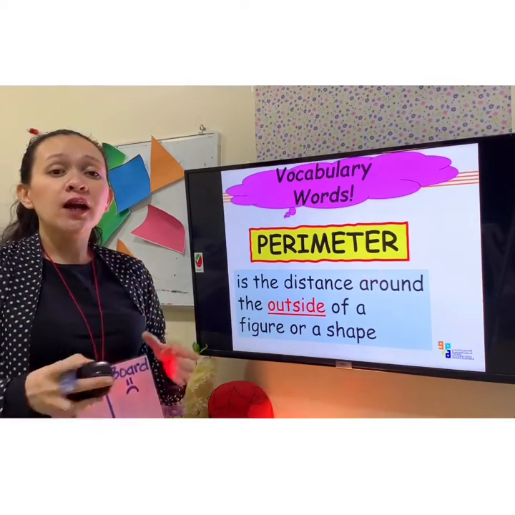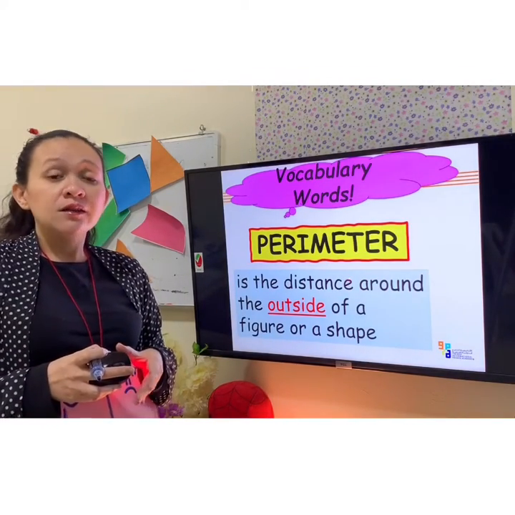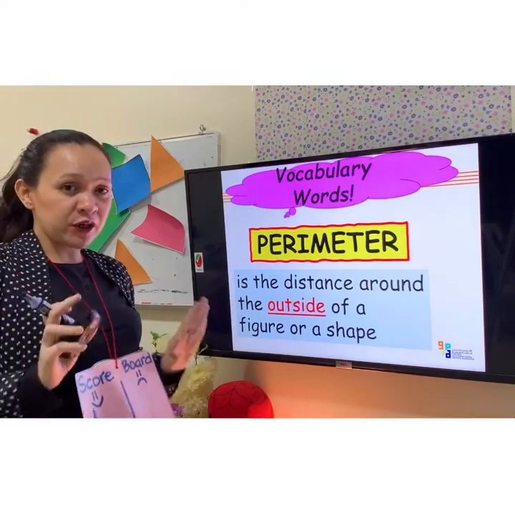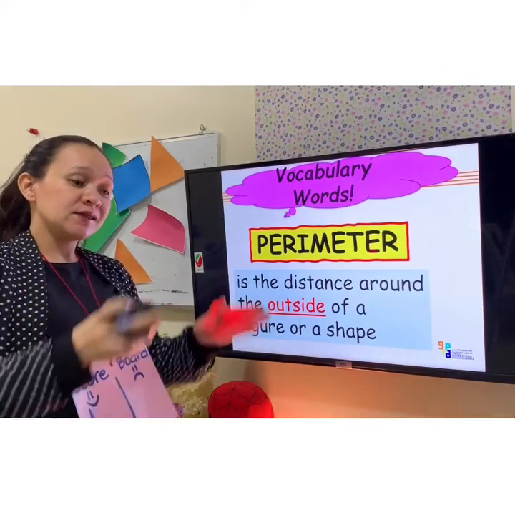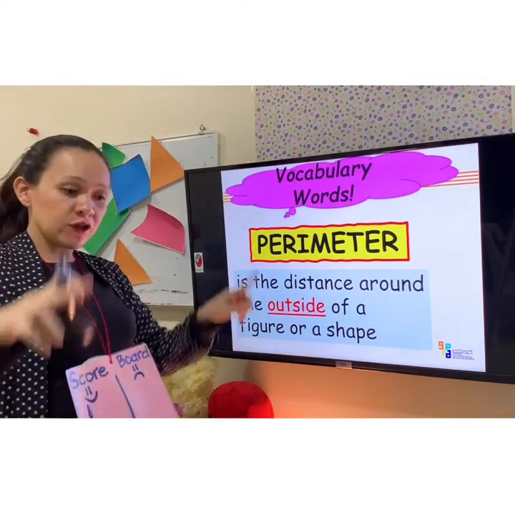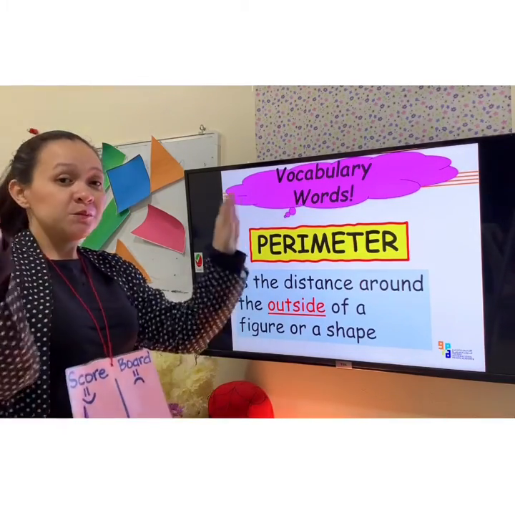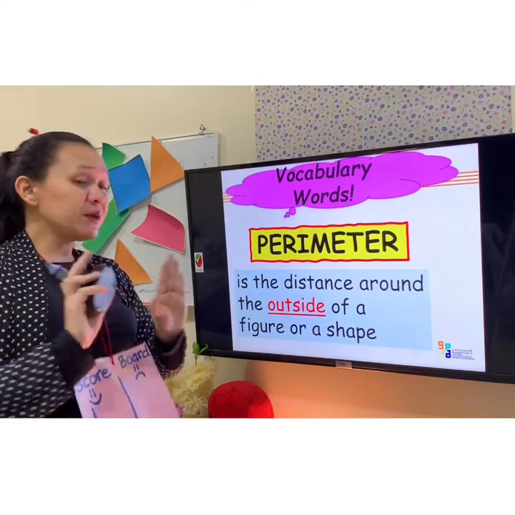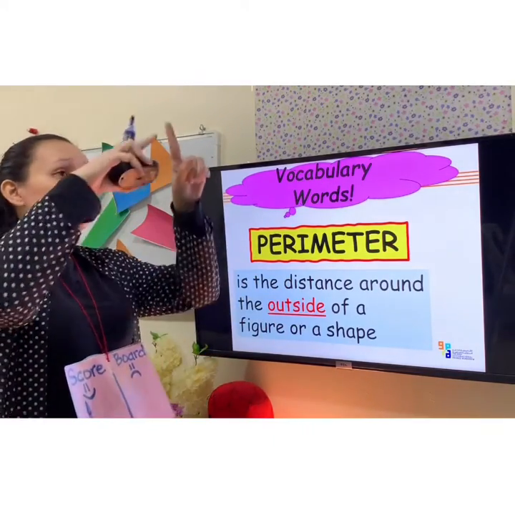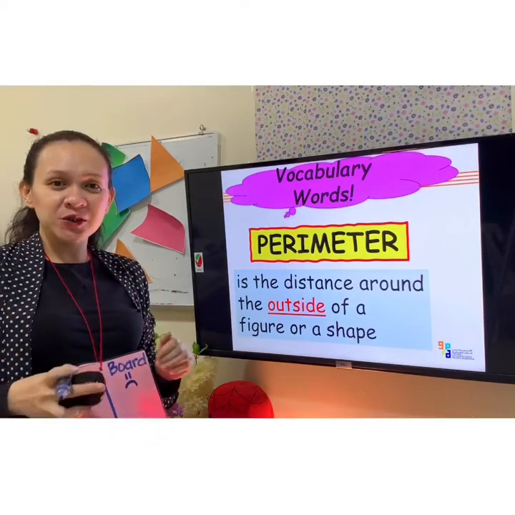Now, we will use mirror words so that it's easy for us to remember. Are you ready? Let's try. Mirror words. Perimeter is the distance around the outside of a figure or a shape. Let's do it again. Mirror words. Perimeter is the distance around the outside of a figure or a shape. Now, I think you can do it on your own.